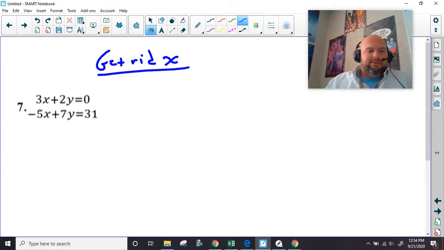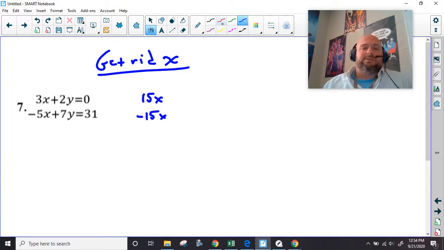All right, so if we look at 3 and 5, what's the number that both 3 and 5 will go into? Well, it's 15. So we're going to have a 15x here and a negative 15x here. Okay, that's our goal. So this is how we will know what to multiply by. On this top one, what am I going to have to multiply by to make this become 15? Well, it's a 5. Plus 10y equals 7.